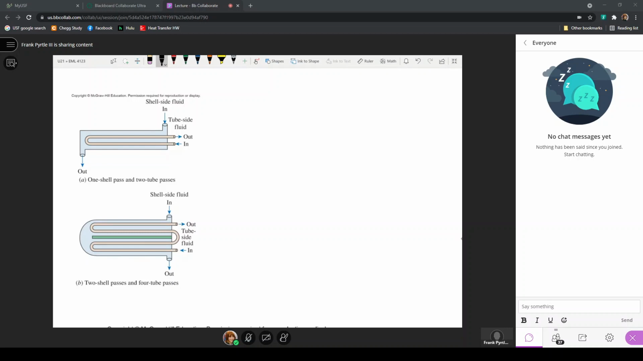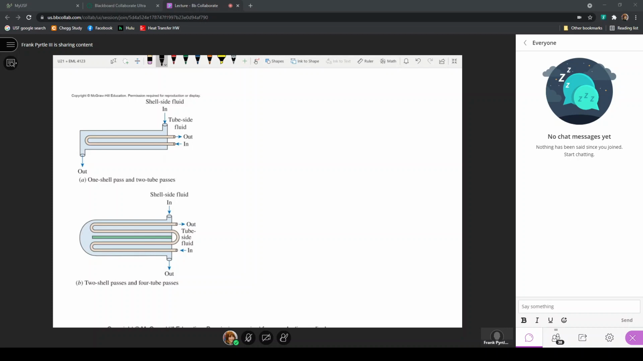So it has two passes through the shell, because this green bar is a baffle, so that the fluid can't just move from this inlet to this outlet, which would just be a straight line. The baffle makes the fluid move along the shell length twice. This would be considered 4 tube passes, because it moves along once, twice, 3 times, 4 times here.